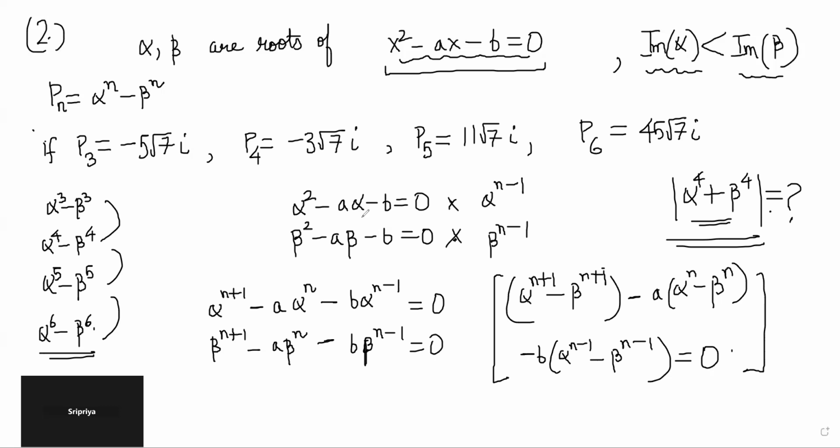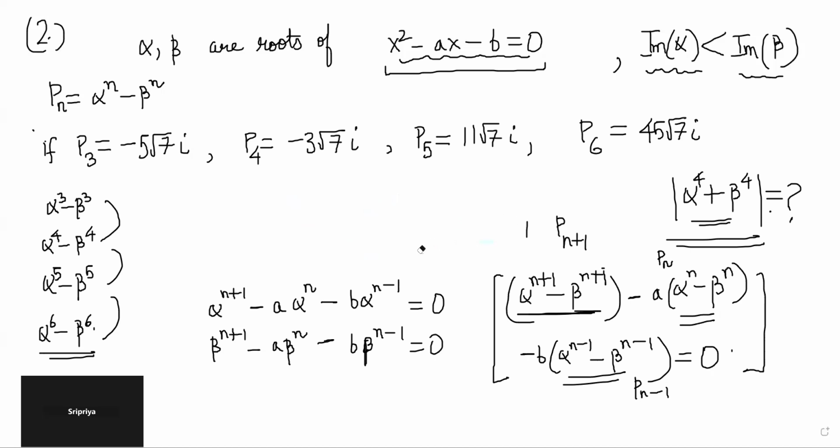So we are getting a way to figure out this is actually Pn plus 1. This is Pn. This is Pn minus 1, right? So we are able to now relate all of these terms in one single equation.